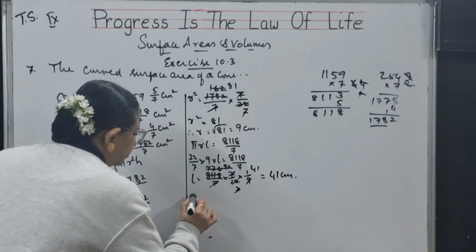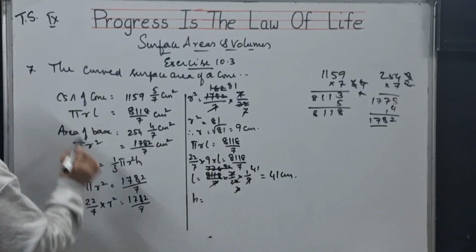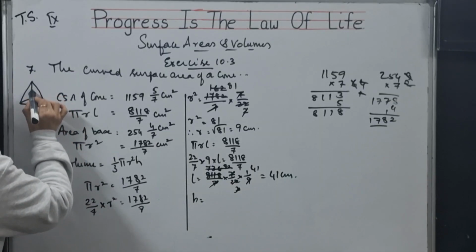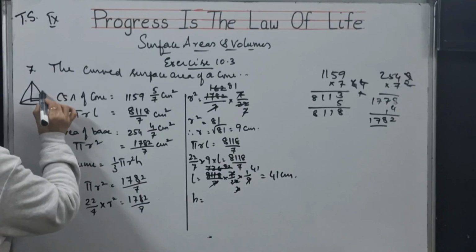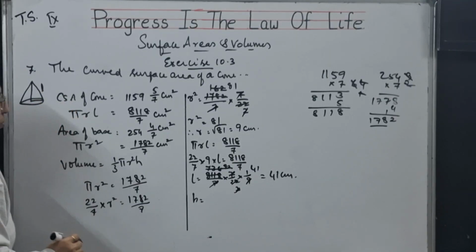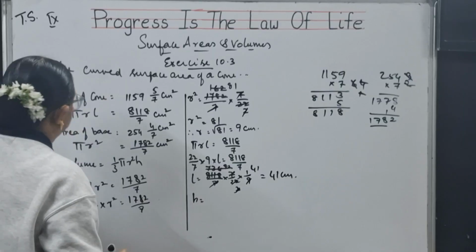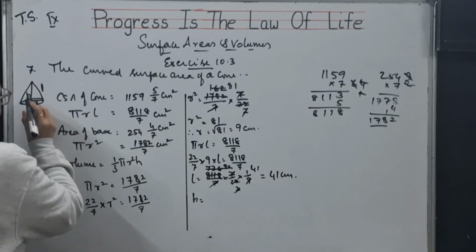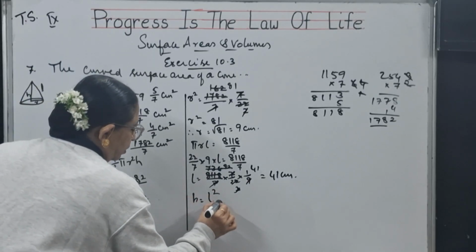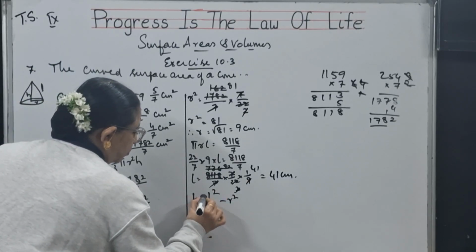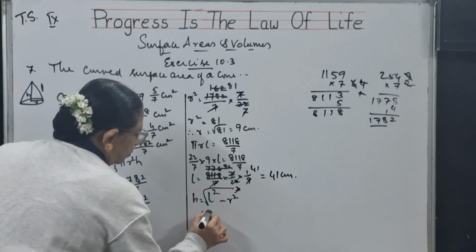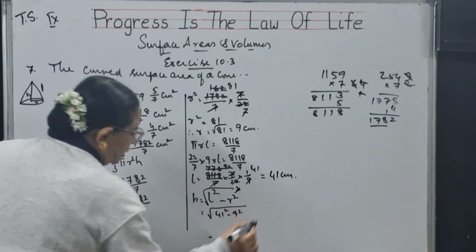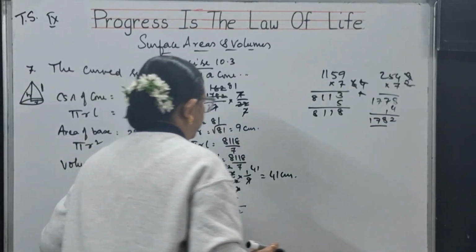So now we want H. See, in a cone, let me draw the cone like this. This is H, this is R, and this is L. So L square is equal to H square plus R square. We want H, so H is equal to the root of L square minus R square. That is root of 41 square minus 9 square. So let us see this.